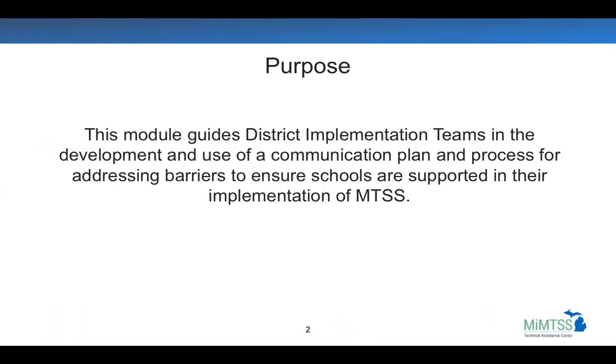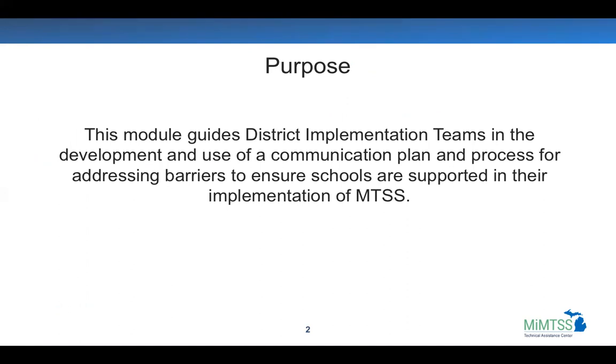Let's take a moment to reflect on your own experiences with communication related to a change or being asked to do something new. Was it clear what you were being asked to do? How did communication impact your ability to do that? And could that communication have been more clear?